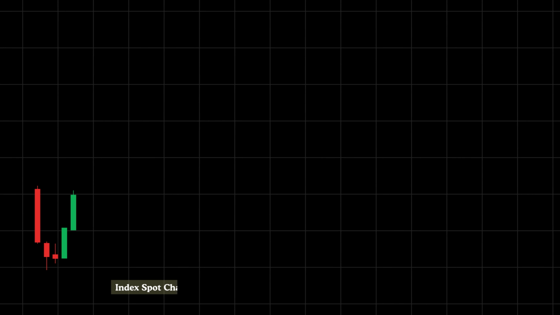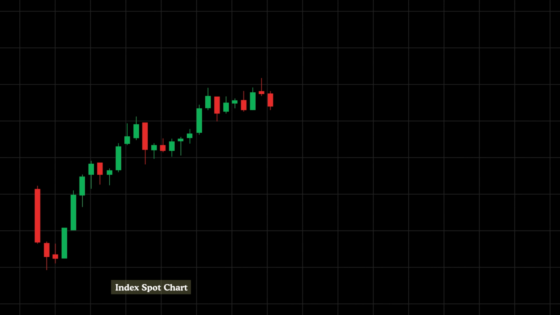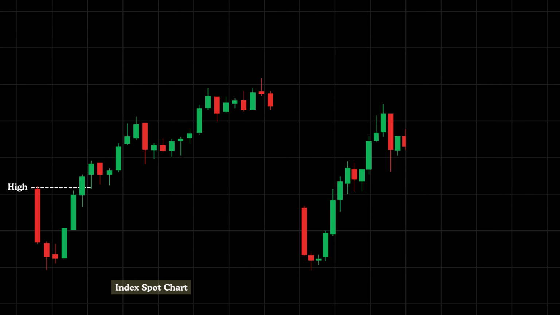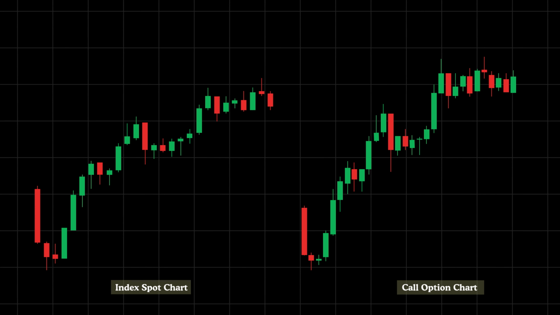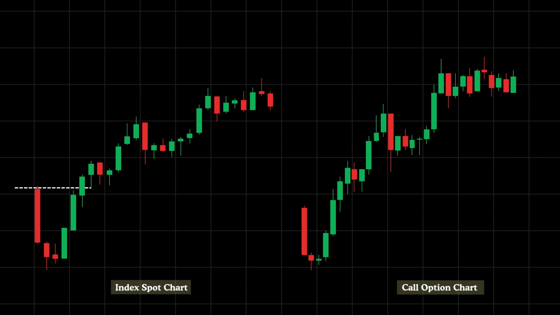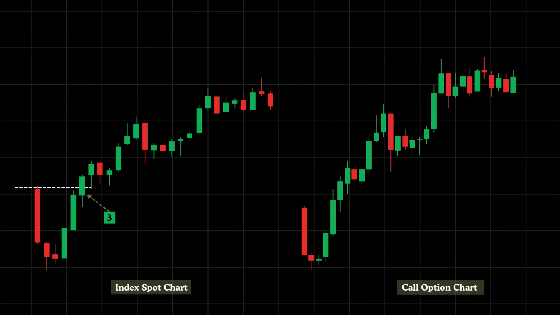Now, let's explore the technique to determine whether an option premium will gain momentum without relying on any indicators. Right now, in front of you is a 3-minute time frame chart of an index, where the price is breaking its day's high and moving upward. On the right side, you can see the call option chart of the same index with the ATM strike price. If you draw a line from the high of the first red bearish candle on the index chart, you'll notice that the high of this candle is broken by the third green bullish candle.